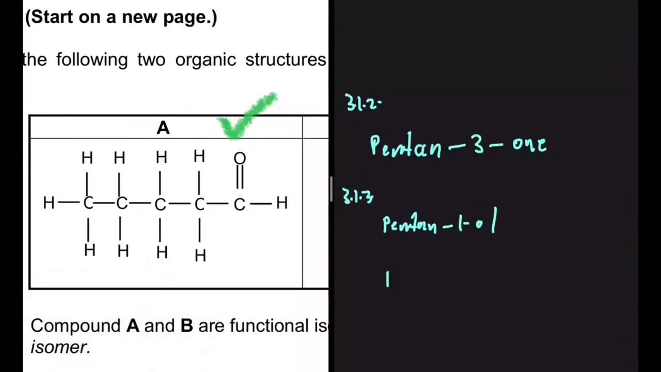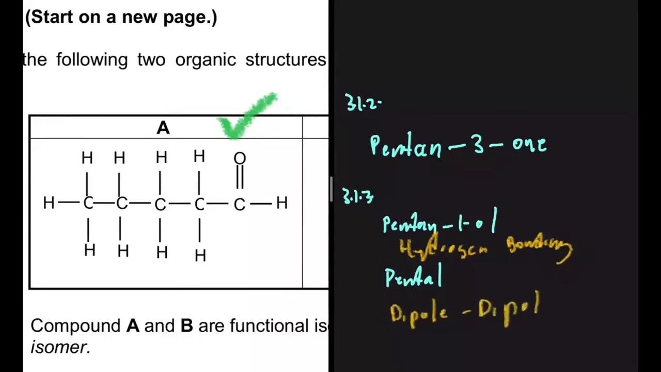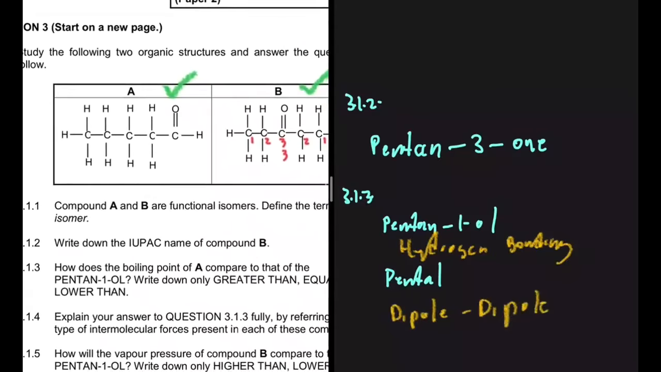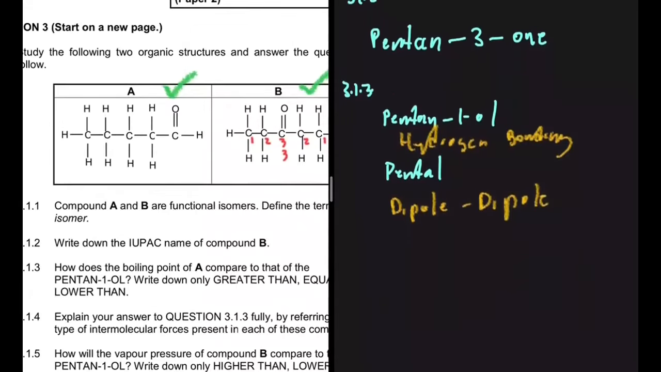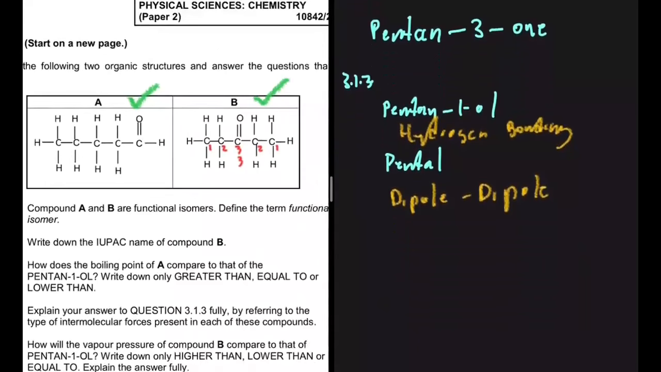So we have pentan-1-ol and pentanal. Pentan-1-ol is an alcohol, so it consists of hydrogen bonding. We have hydrogen bonding in alcohols. And then pentanal is an aldehyde. It consists of dipole-dipole. So the intermolecular forces in pentanal is dipole-dipole. So in order to answer this question, you actually need to know which intermolecular force is generally stronger between hydrogen bonding and dipole-dipole. Compound A will have a lower boiling point compared to pentan-1-ol.